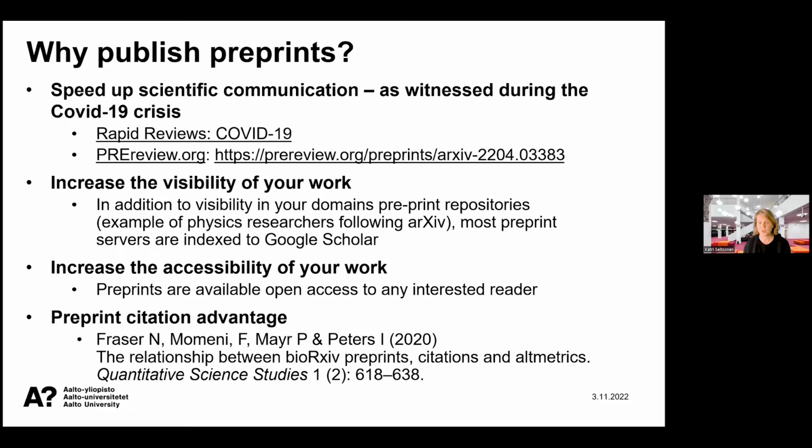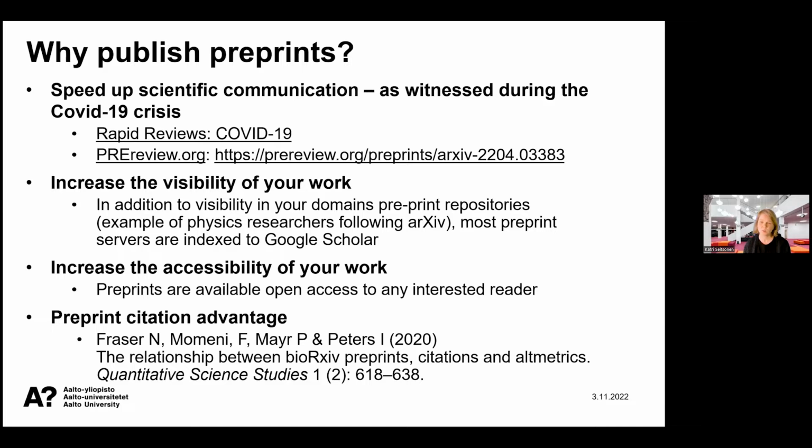And this has been very useful, especially during the pandemic, when there has been a real need to get research results relating to the COVID-19 virus published as soon as possible. One example is Rapid Reviews COVID-19. It is an open access overlay journal by MIT Press, and their aim is to accelerate the peer review of preprints concerning the COVID-19 virus. Then another one is prereview.org, not peer review, but prereview.org.